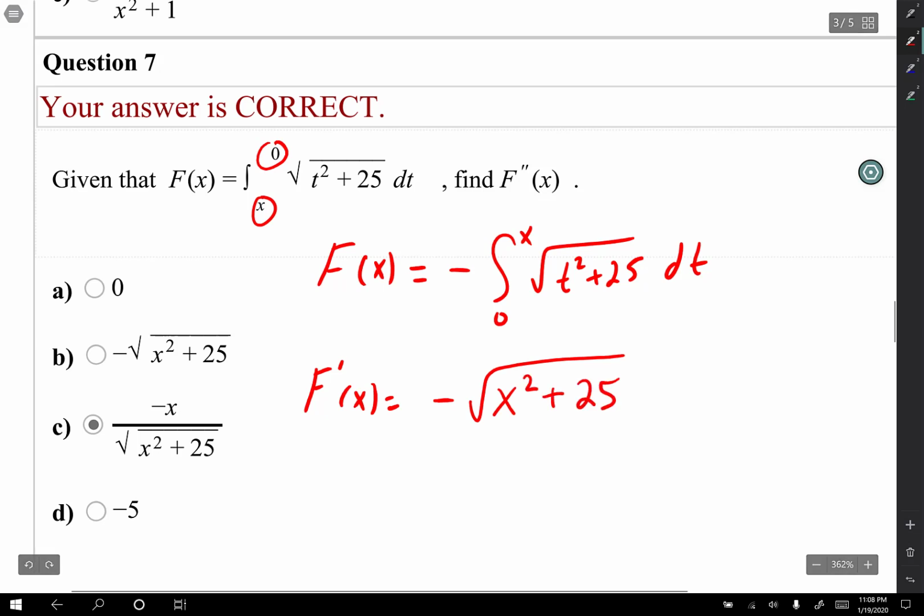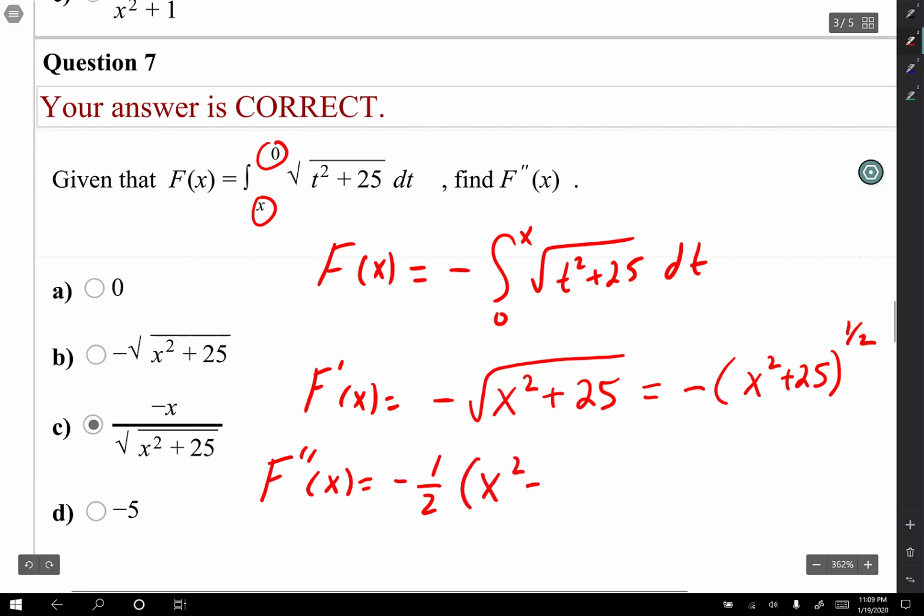And we're not done yet. We're going to have to take a second derivative. So let's write this like this, guys, and that's going to make life a lot simpler. So f double prime of x is equal to, bring that half to the front, negative half, x squared plus 25. Subtract 1 from that half, so that turns to a negative half. And we're not done. Chain rule times 2x.